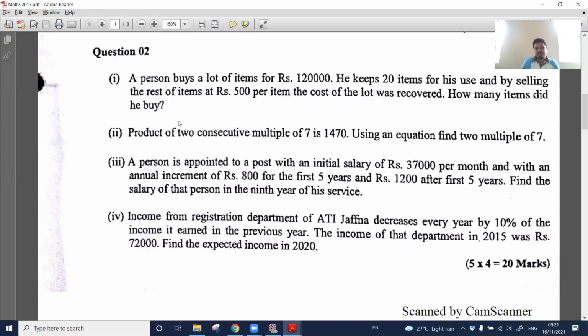1470. Product of two consecutive multiples of 7 is 1470. Using an equation, find the two multiples of 7. So we need to develop a formula to get these two consecutive multiple values.